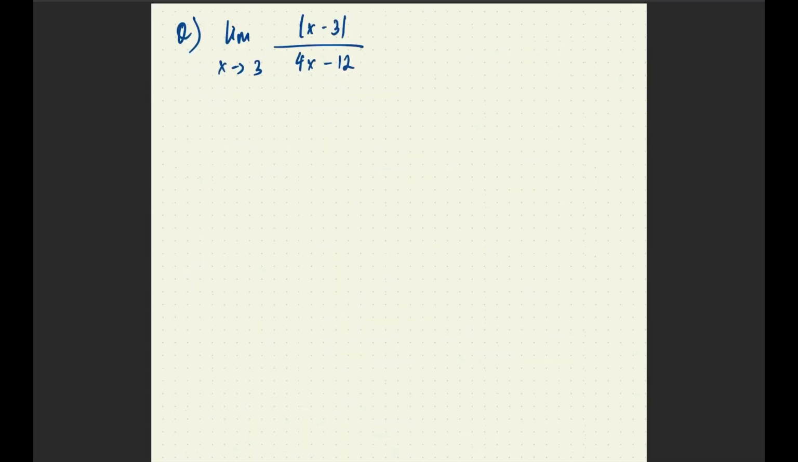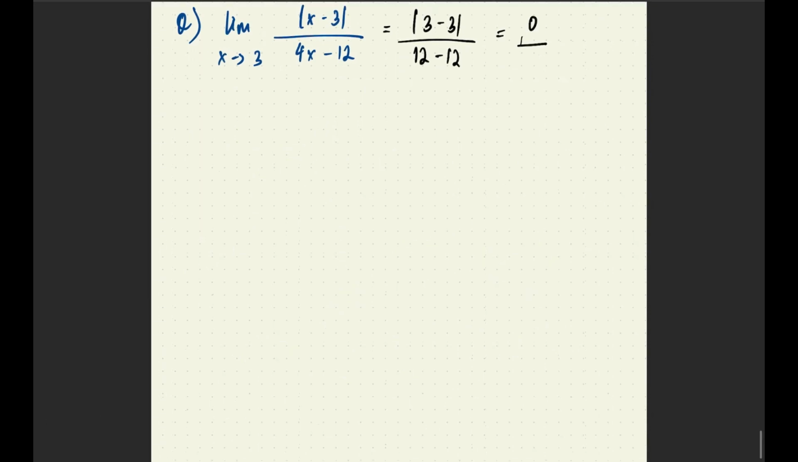Okay, so this example asks us to find the limit as x approaches 3 of the absolute value of x minus 3 divided by 4x minus 12. So straight away we can plug in, and this is going to be the absolute value of 3 minus 3 divided by 4 times 3, 12 minus 12. So the absolute value of 0 is just 0. So this just gives us 0 over 0, which is an indeterminate form.